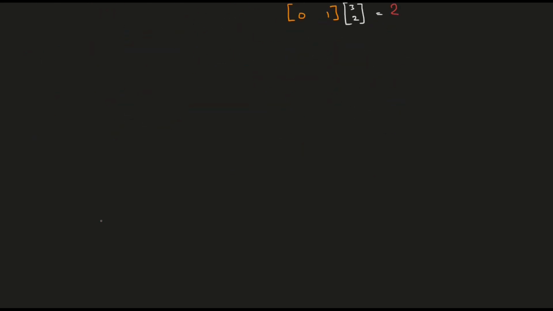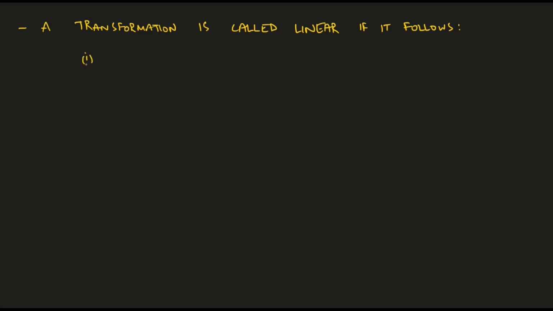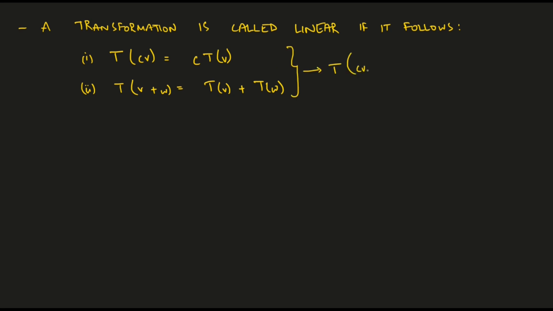Now let me give you a glimpse of what it means for a transformation to be linear. A transformation is called linear if it follows the following rules. The transformation of C times V equals C times the transformation of V. And the transformation of the sum of two vectors is equal to the sum of the transformations of the two vectors. Combined together, it says that the transformation of the linear combination of vectors should be equal to the following.